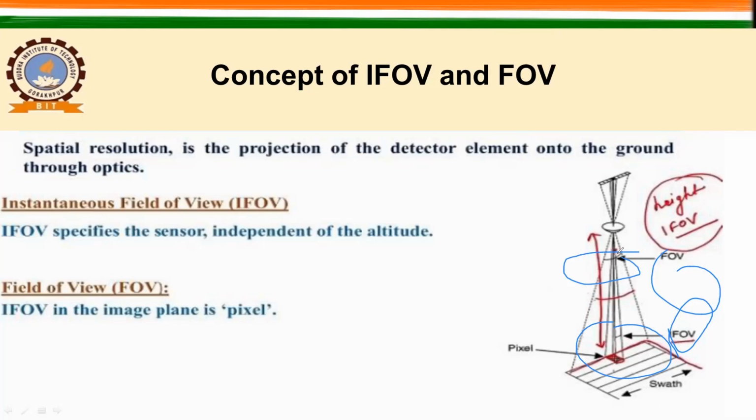One pixel is generated using this IFOV. So if you know the altitude of this flight and the angle of your detector, you can easily find how much area this detector will cover on the ground. So in this way, spatial resolution is important, and this is how the IFOV and FOV terms are associated with spatial resolution, because spatial resolution is actually the projection of the detector element onto the ground through optics.